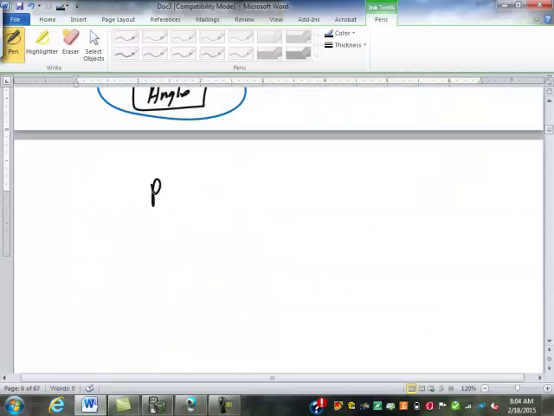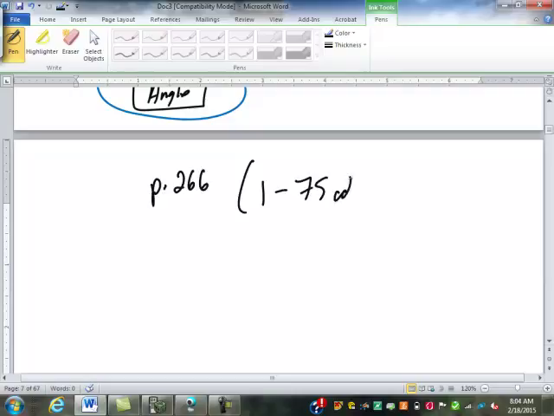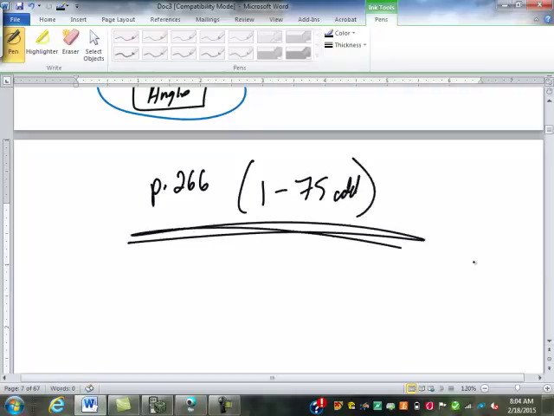So in the packet I handed out, it is page 266. Hold on to your seats. This is going to get ugly. 1 through 75, the odds. 1 through 75? Yeah, you had nothing better to do tonight, right?